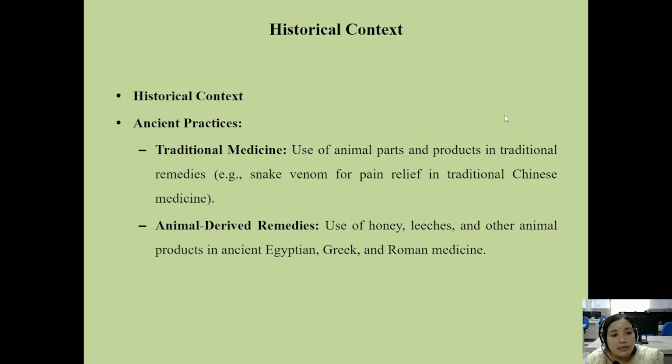Then historical context, ancient practices, traditional medicine: use of animal parts and products in traditional remedies, such as snake venom for pain relief in traditional Chinese medicine. Also, we can use snake venom in homeopathy as well. Animal-derived remedies: use of honey, leeches, and other animal products in ancient Egyptian, Greek, and Roman medicine.